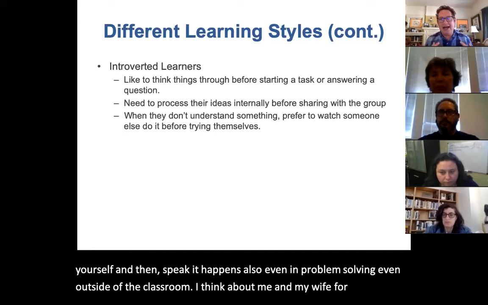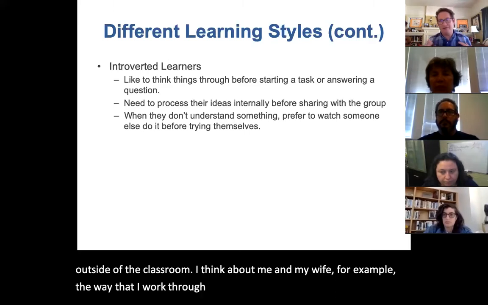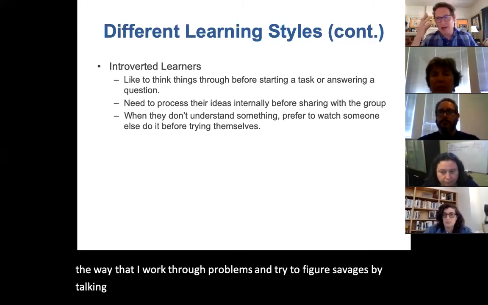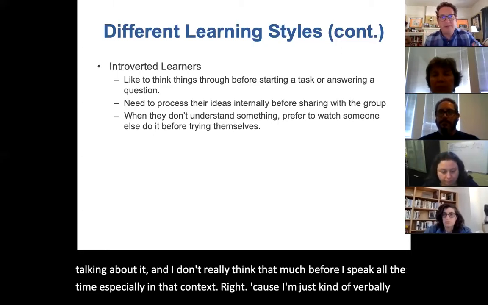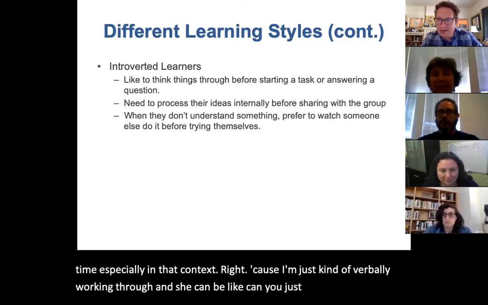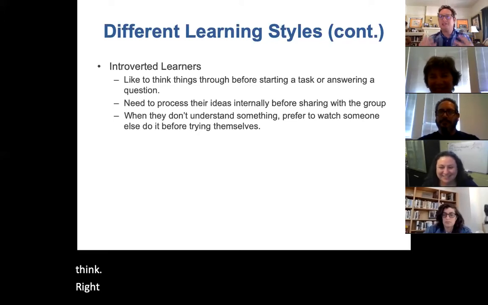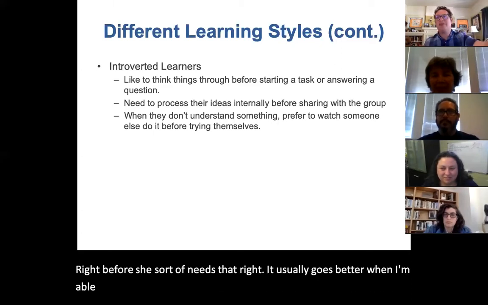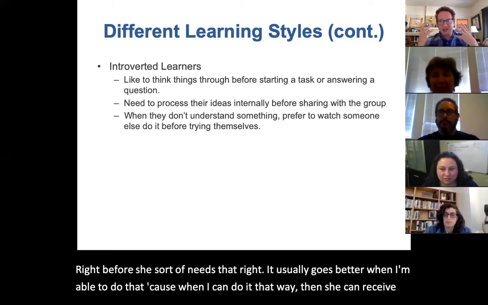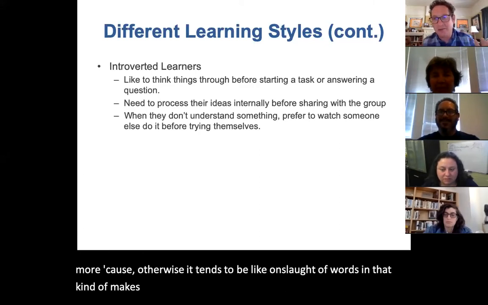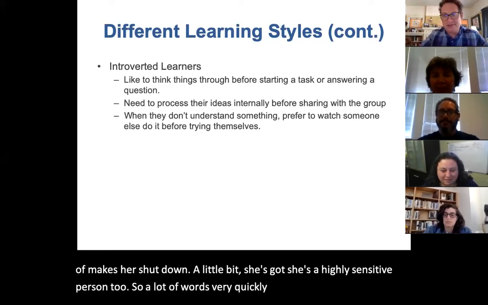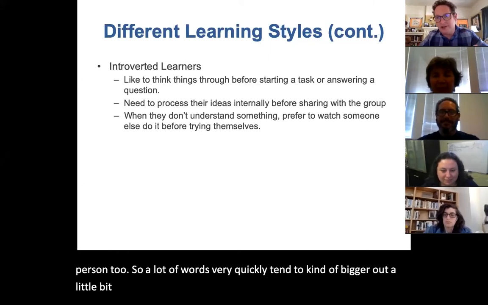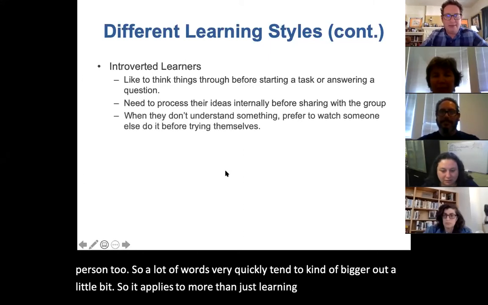The way that I work through problems and try to figure stuff out is just by talking about it, right? I don't really think that much before I speak, especially in that context, because I'm just verbally working something through. And she can be like, can you just stop talking for a minute and think? Because she sort of needs that. It usually goes better when I'm able to do that, because then she can receive it more. Otherwise it tends to be an onslaught of words, and that makes her shut down a little bit. She's a highly sensitive person too, so a lot of words very quickly tend to make her pull back. So it applies to more than just learning, right? It applies to many other things.